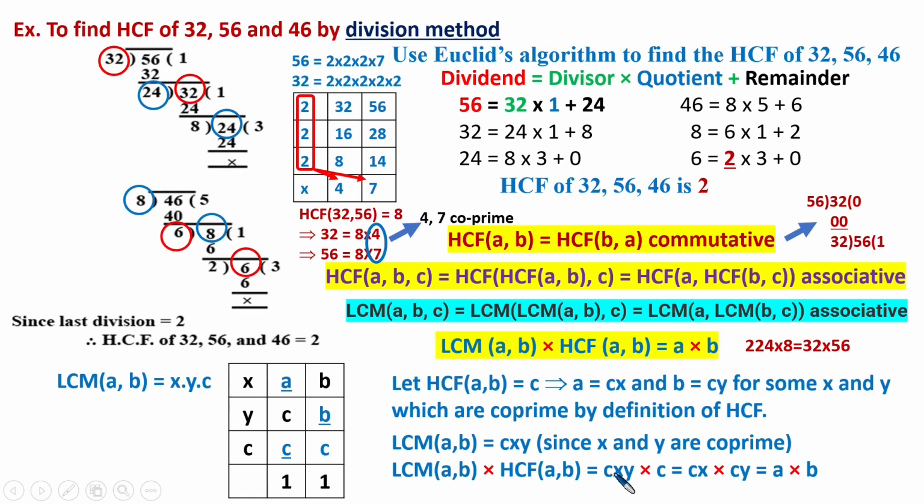So I can write this as C times X, and this Y times C I can write as CY. So CX into CY, and CX is what? C times X is A, and C times Y is your B. That is A times B. Here also A is C times X, and your B is also C times Y.